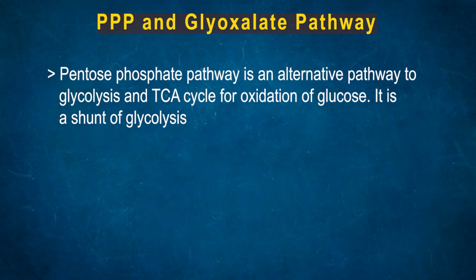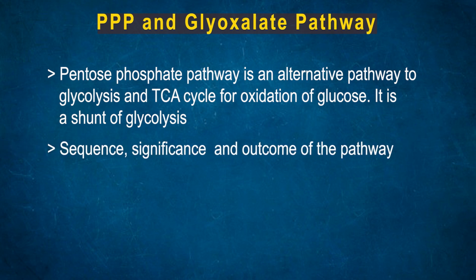PPP, pentose phosphate pathway, and glyoxylate pathway. In case of the pentose phosphate pathway, also called hexose monophosphate shunt, you will get to know about the alternative pathway by which the oxidation of glucose happens. It is the alternative pathway of glycolysis as well as the TCA cycle. So you will know the significance, sequence as well as outcome of this metabolic pathway here.